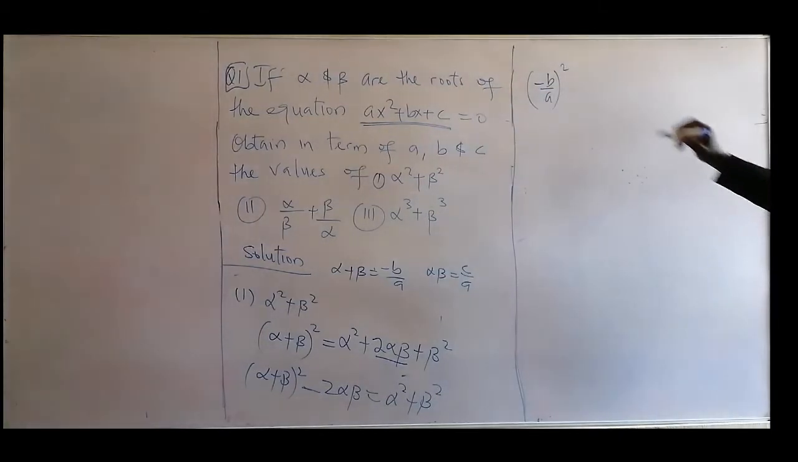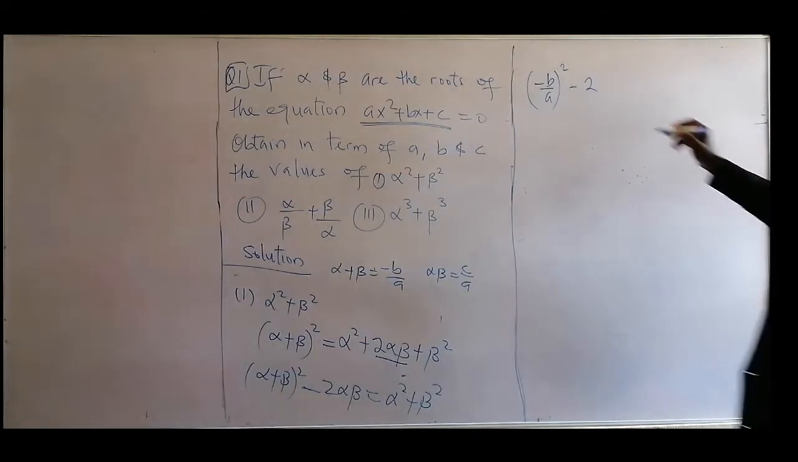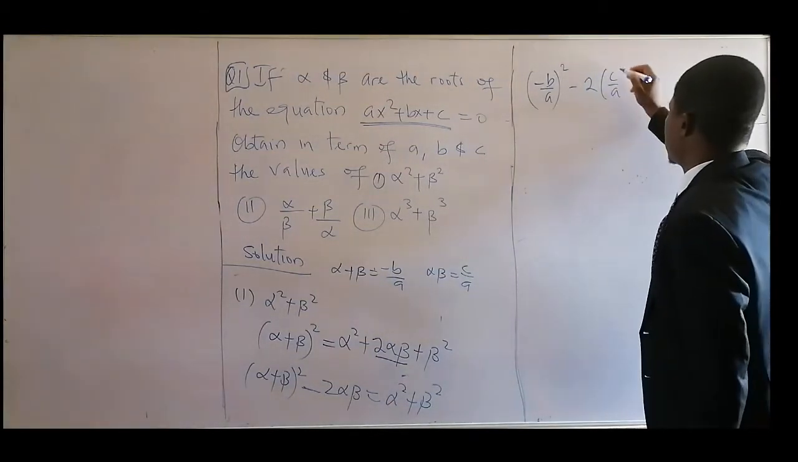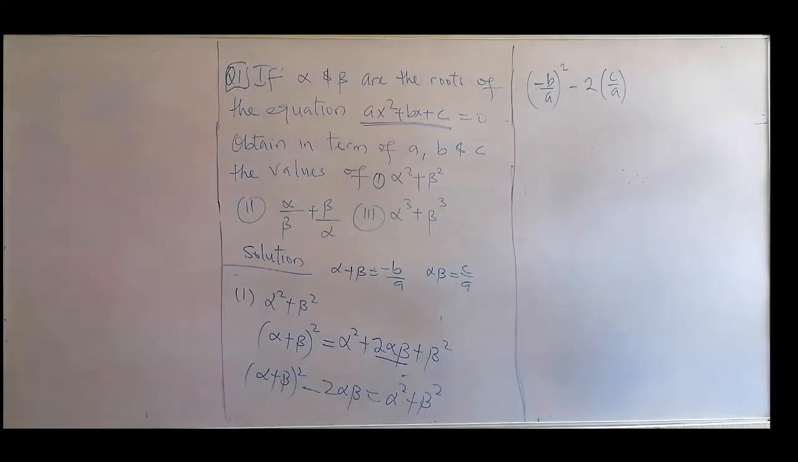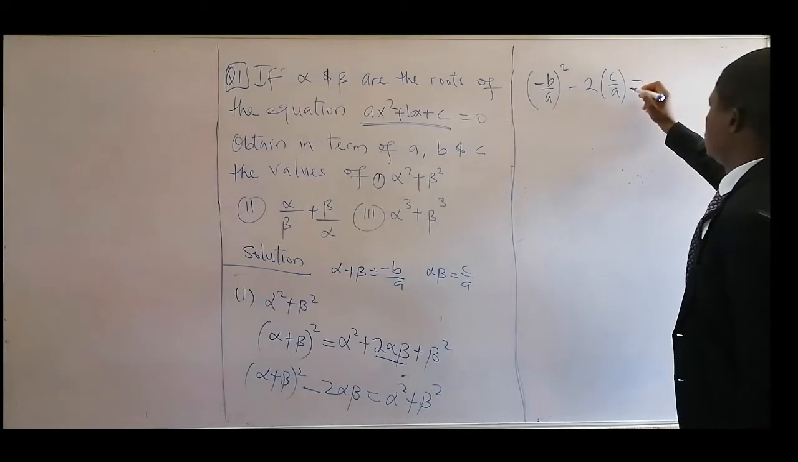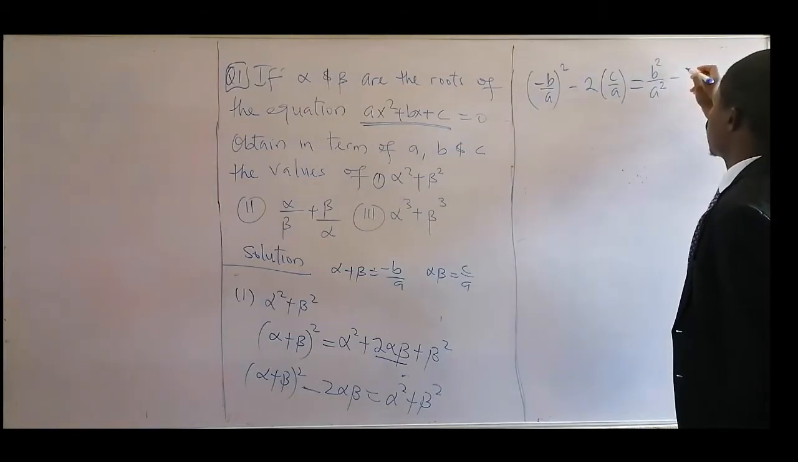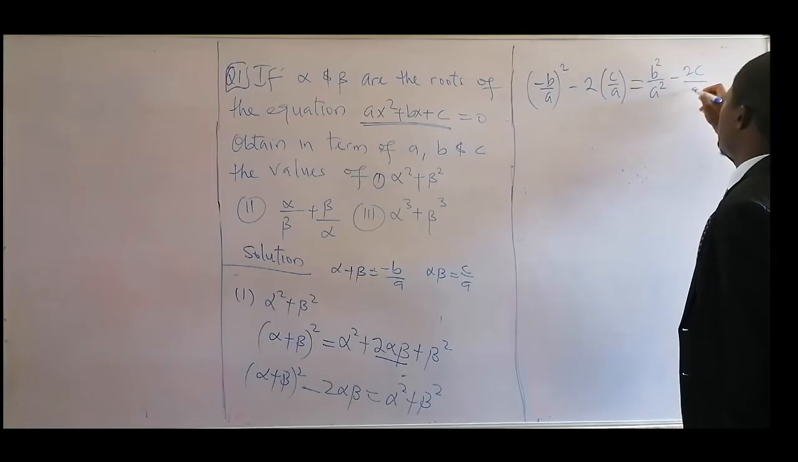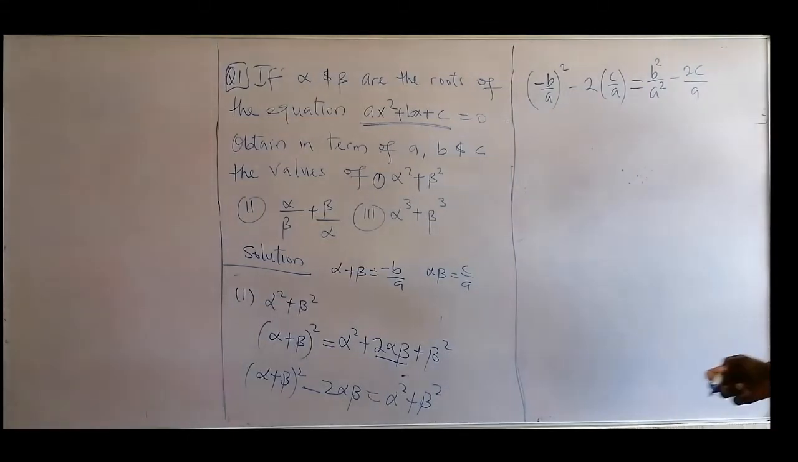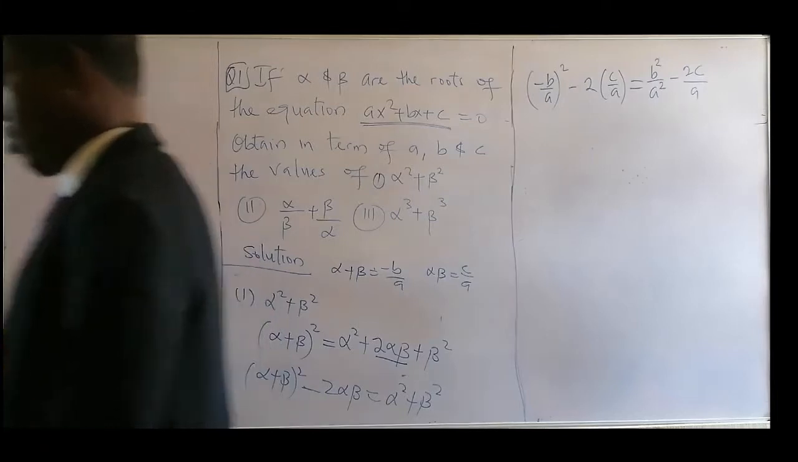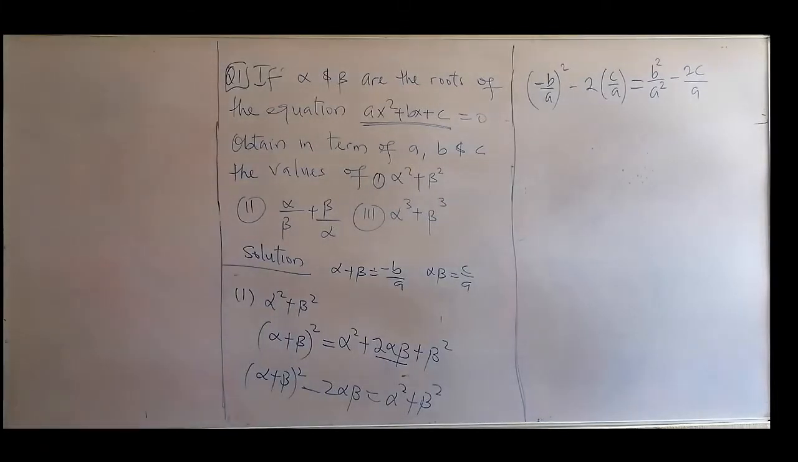Then minus 2 alpha beta, that's c over a, and that will give me alpha square plus beta square. Can you do that? That will be b square over a square minus 2c over a. So that's that on that question.